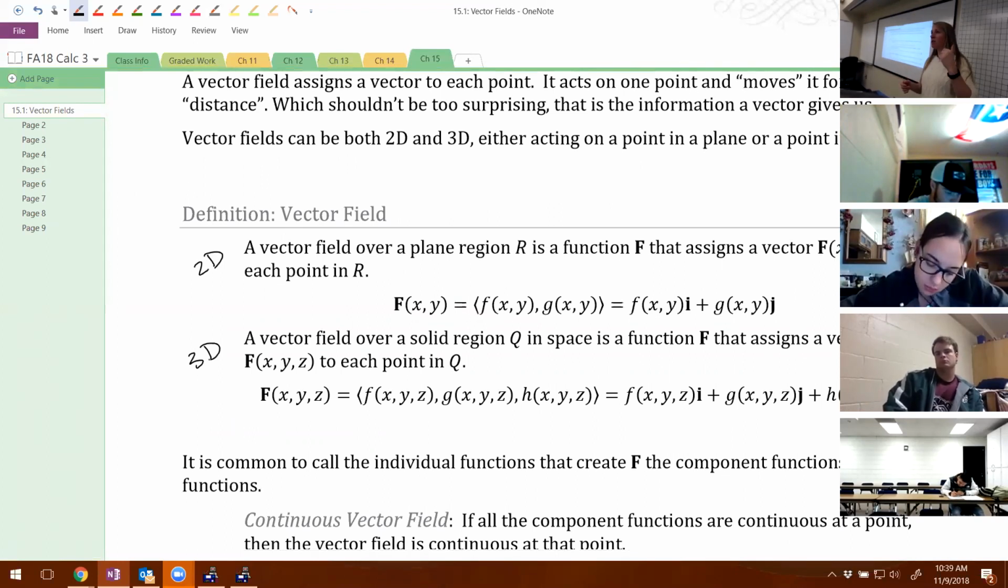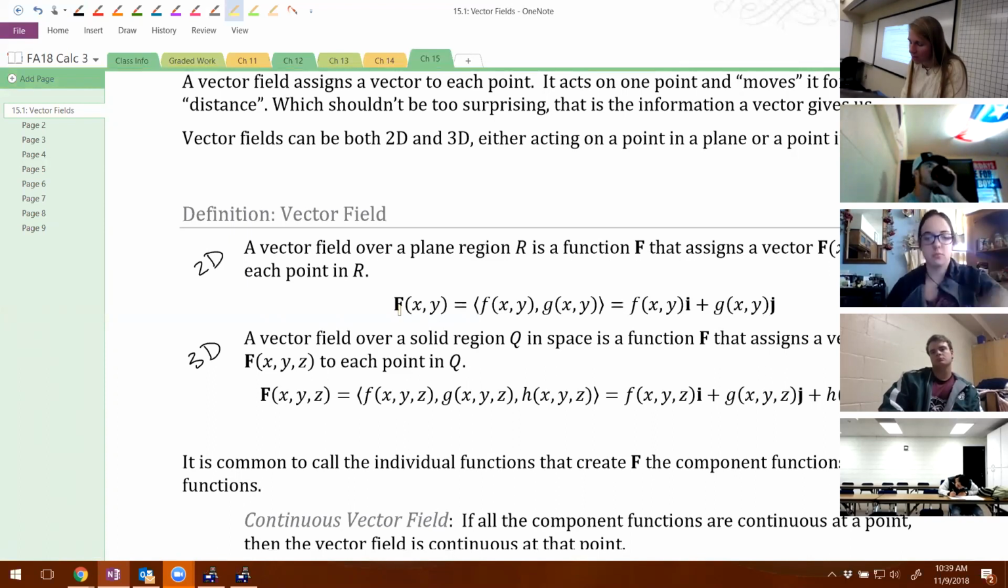Now, how it differs from vector valued functions. For vector valued functions, we had r of t. We basically said we're thinking about this parametrically. We've got some x change in terms of t, some y change in terms of t. What this is doing is it's not introducing that variable t. It's saying, okay, if I go to some point in space, how do I know where to go in terms of x and y? For both the x direction and the y direction.